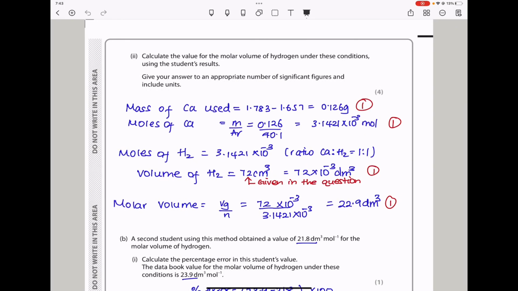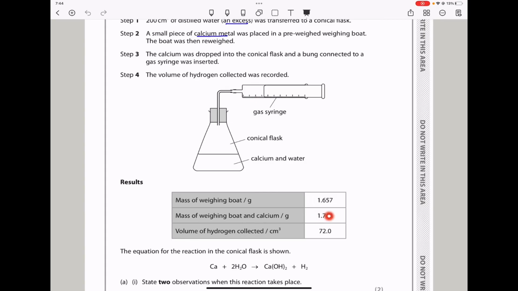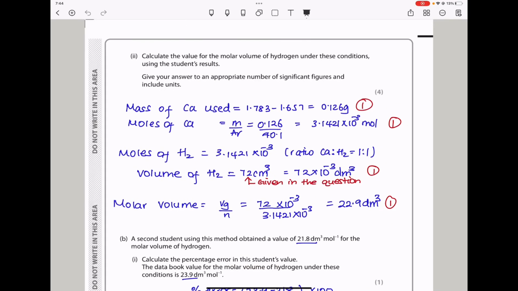Next, they say calculate the value of the molar volume of hydrogen under these conditions using the student's results, and give your answer to an appropriate number of significant figures and include units. The mass of calcium is going to be this mass minus that mass, which I did here and got 0.126 grams. And then we find the number of moles of calcium, which is going to be this mass divided by the atomic mass of calcium, giving me that as the number of moles.